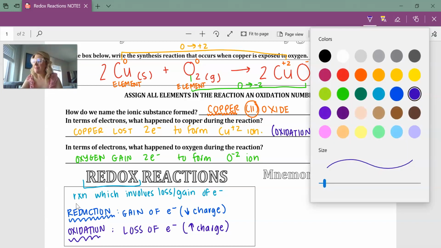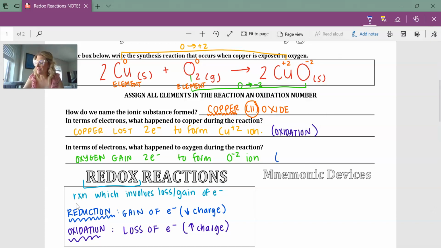The oxygen, on the other hand, is being reduced, right? It is gaining electrons. All right. Now, how can you really remember this? Again, I'm going to give you like 15 million different ways. Pick whichever one works for you.